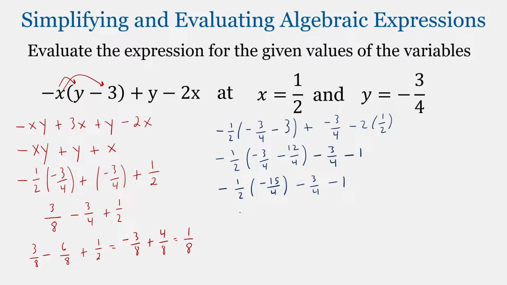Now we'll multiply. 15 times 1, or 1 times 15, is 15. 2 times 4 is 8. Negative times the negative is a positive, so we have 15/8 minus 3/4. I'm going to go ahead and find that common denominator. That's 6/8 minus 8/8. 15 minus 6 is 9, so we have 9/8 minus 8/8. And that is 1/8. Again, same answer.